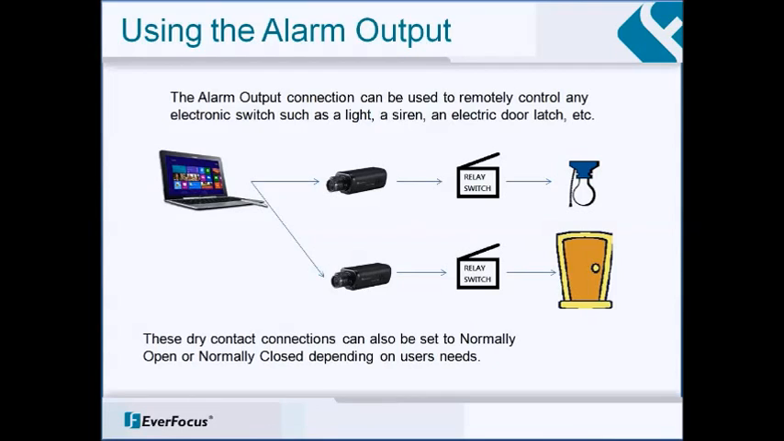The alarm output connection can be used to remotely control any electronic switch, such as a light, a siren, an electrical door latch, etc. These dry contact connections can also be set to normally open or normally closed, depending on users' needs.